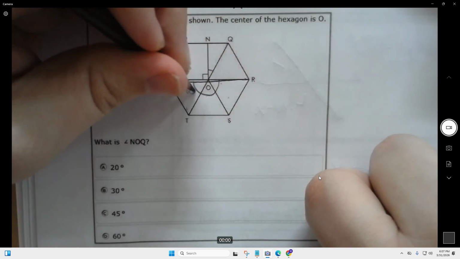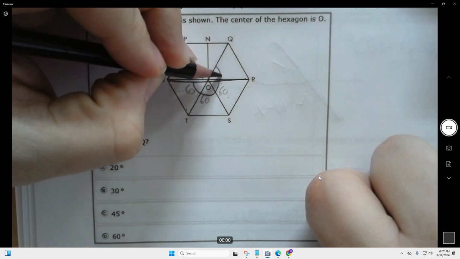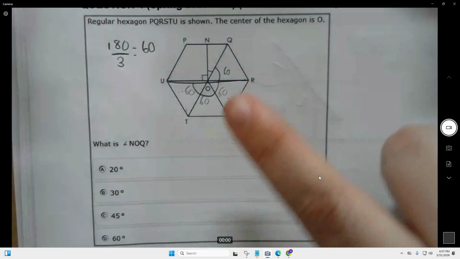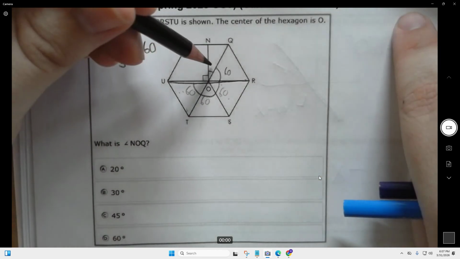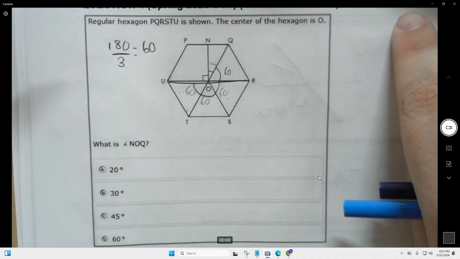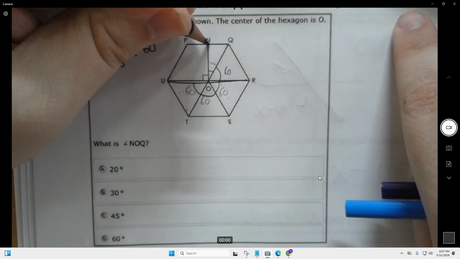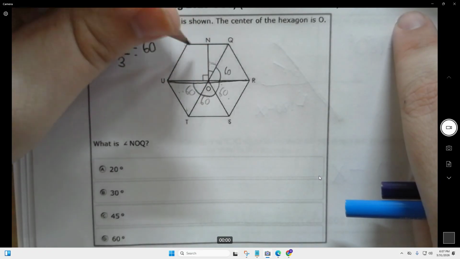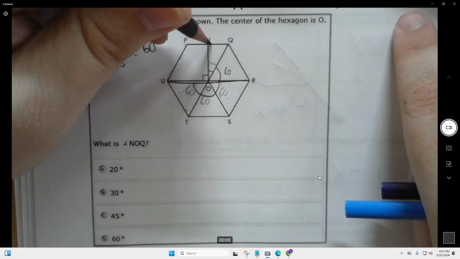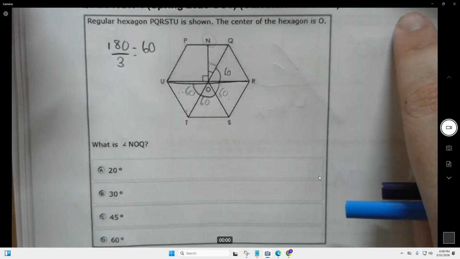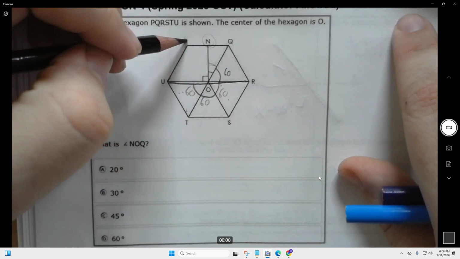So this is 60, this is 60, this is 60, and that would make this 60 as well. Now, here's the trick. The trick is that they want you to think that this would also be 60, but it's not. And why is that? Because the line that is making this angle is not coming from point P, it's coming from N.